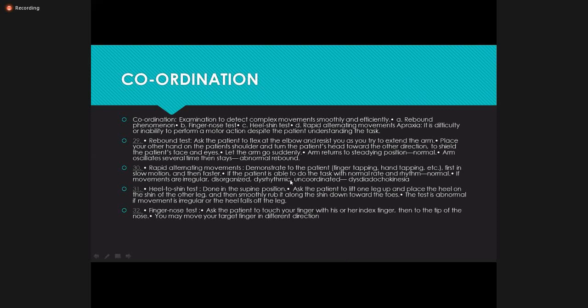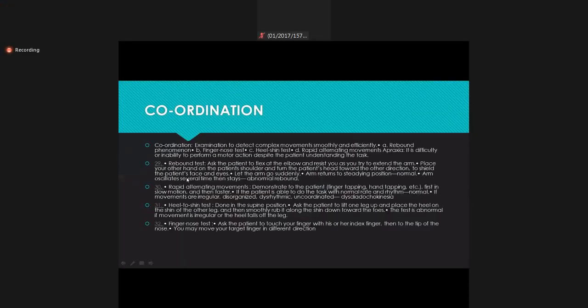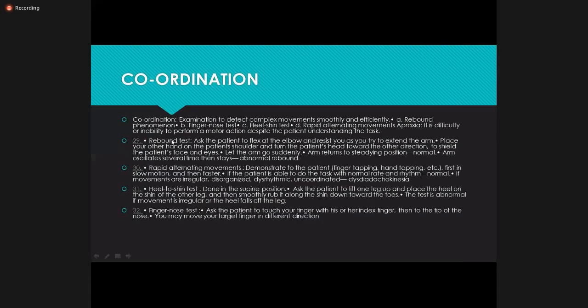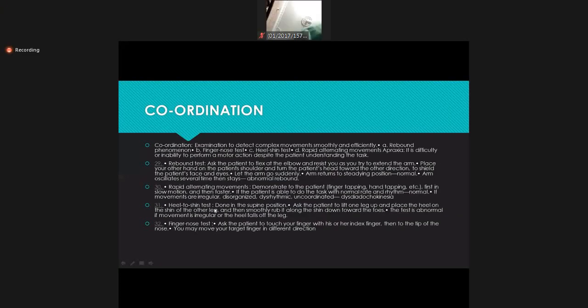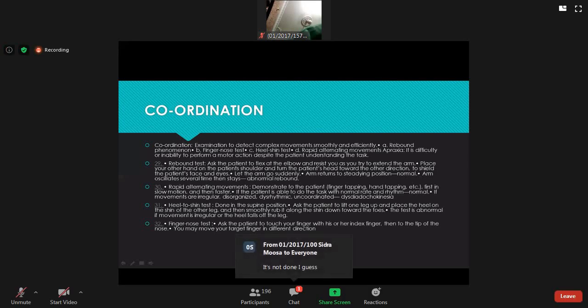Okay. So for coordination, we have to do a few things in the upper limb and some things in the lower limb. For examination of coordination in the upper limb, we have to check the finger nose test, rebound phenomenon, and alternating rapid movements. While in the lower limb, we have to do the heel shin test, and we check the gait in lower limb examination.